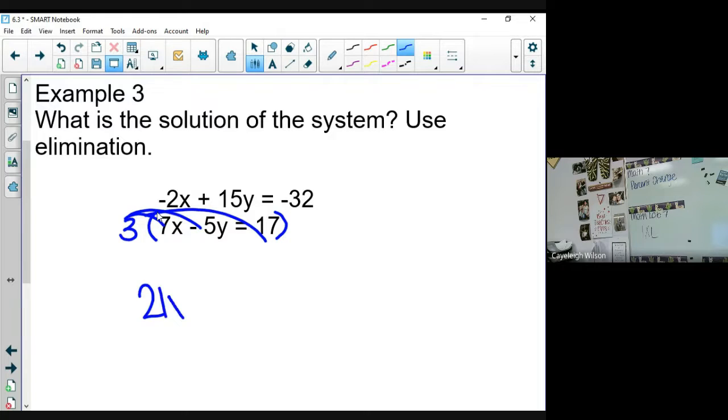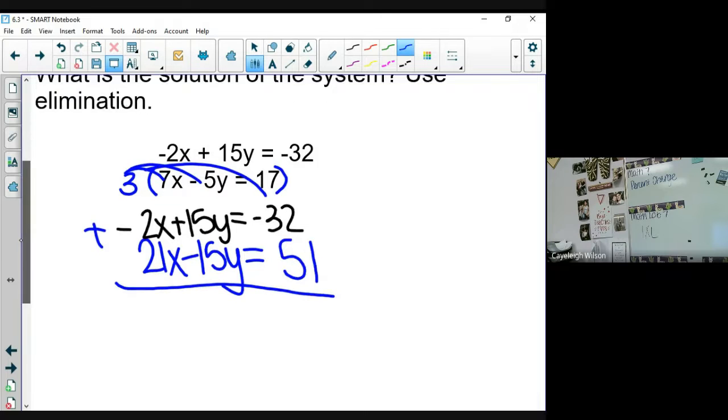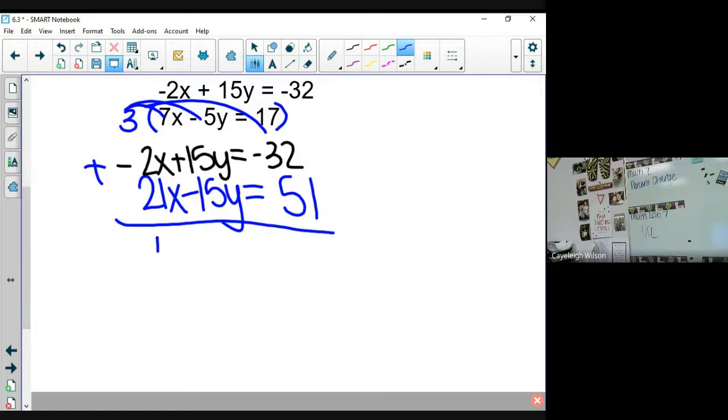So that would be 21x. 3 times negative 5y is negative 15y. 3 times 17, that's 21, 51. And then I did not multiply that top one by anything, so I'm just rewriting it. And now it's good to go, because the whole goal is to eliminate one of them, which means one of the variables is the same number, opposite signs. So I can add these together. So negative 2x plus 21x is 19x. 15y plus negative 15y is 0. They eliminate. Negative 32 plus 51 is 19.